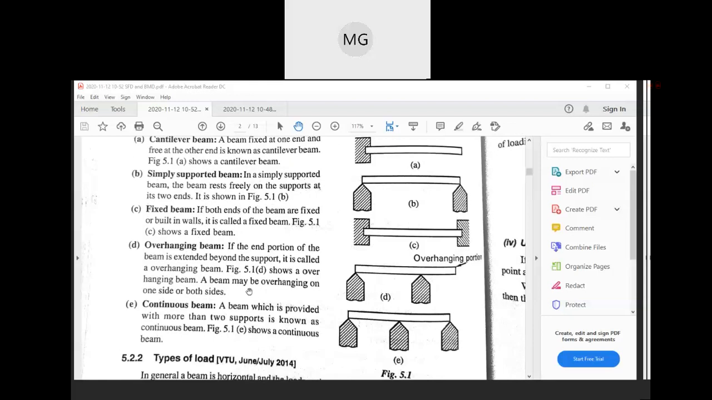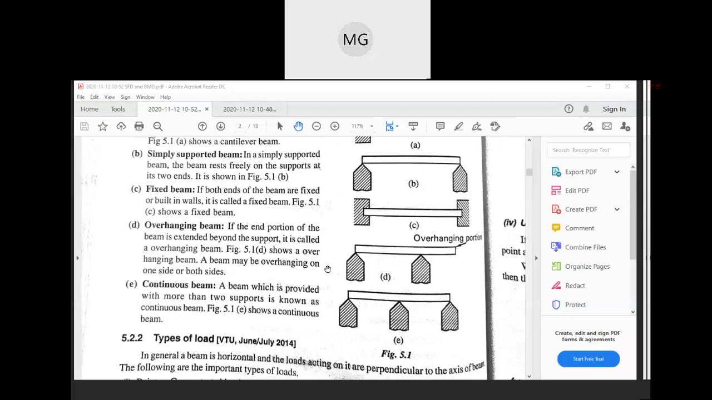Next, overhanging beam. See here, one end of the beam is overhanging, meaning projected beyond the support. That is called an overhanging beam. So this is one end overhang. There are chances that both the ends may overhang.